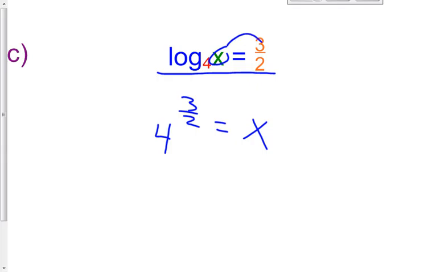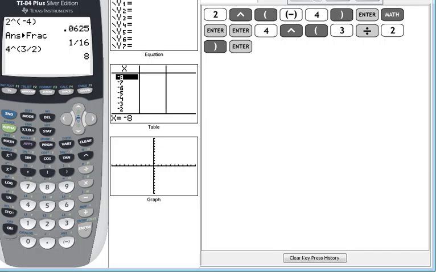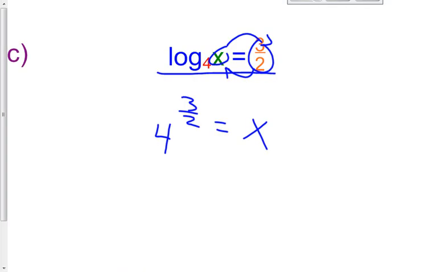This goes off to the right. This goes off to the left. So 4 raised to the 3/2 equals x. So what is 4 raised to the 3/2? We can do that in our calculator. 4 raised to the 3/2, and we get the number 8. So our answer for this one, x equals 8.